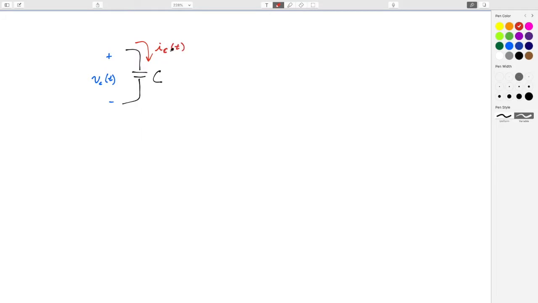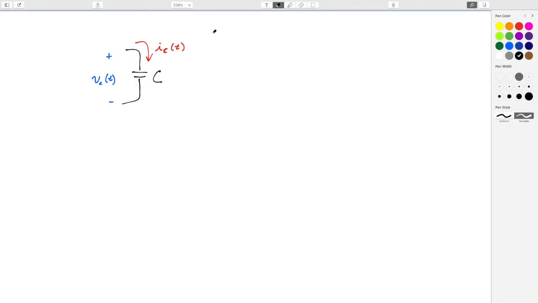What is the relationship between that capacitor current and that capacitor voltage? Now remember, with resistors, it was very easy. It was just the voltage is proportional to the current times the resistance. Capacitors are things that exist in time. Basically, the voltage isn't directly proportional to the current, but it's going to be directly proportional to the integral of the current. Similarly, the current is going to be proportional to the derivative of the voltage across it.